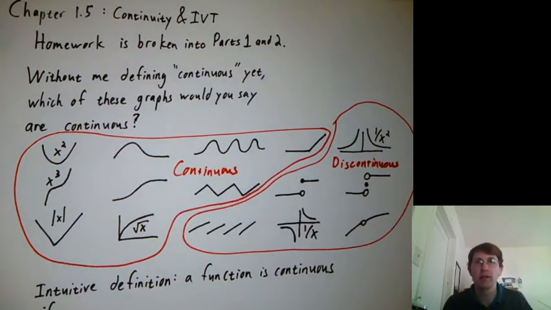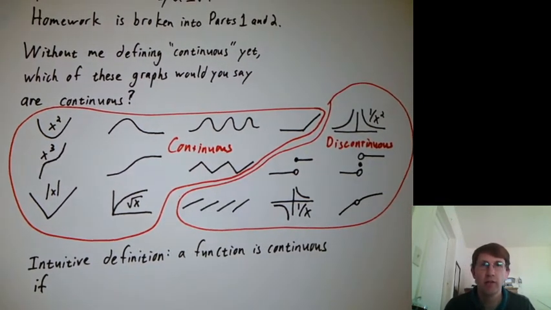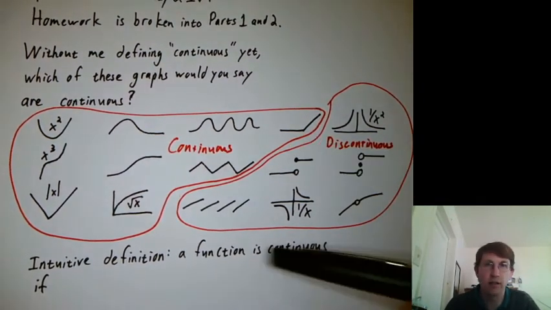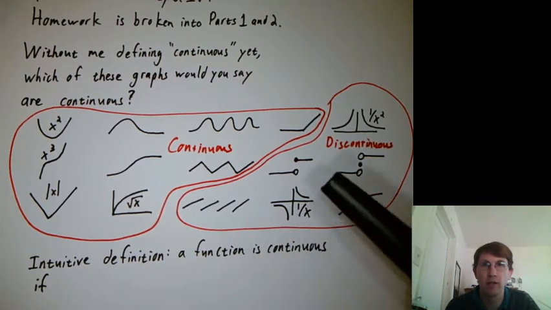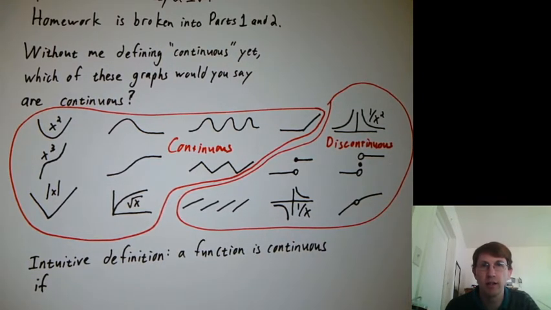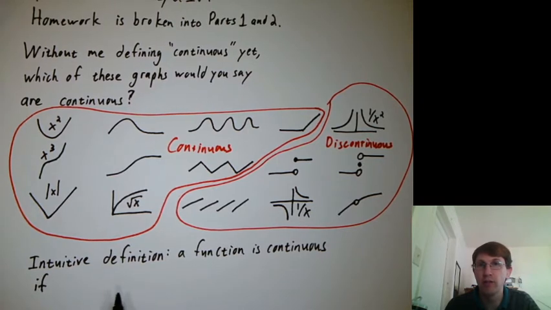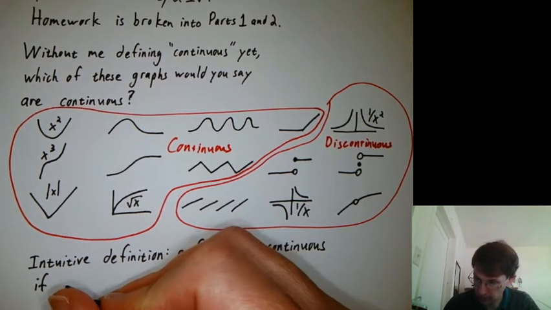So based on that separation, let's give an intuitive definition. How can you characterize what's continuous and not? The intuitive definition we usually give is that a function is continuous if you can draw it without lifting your pencil or pen from the paper.